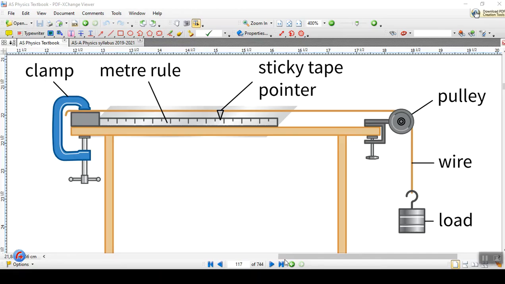So firstly, we're going to look at what is strain. In the previous section, we looked at Hooke's law and how we could determine the stiffness, or the spring constant, of a spring. But we can also determine the stiffness of a material and compare it to another material. And here we're looking at Young's modulus.